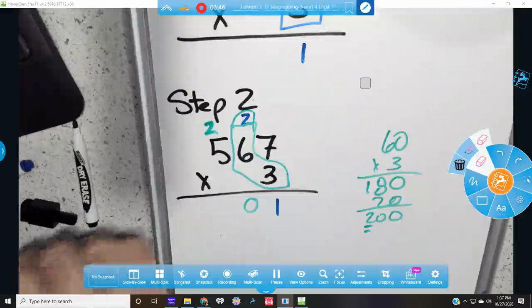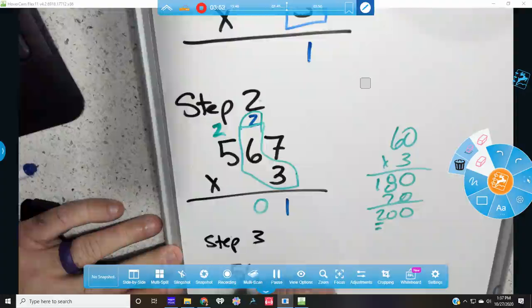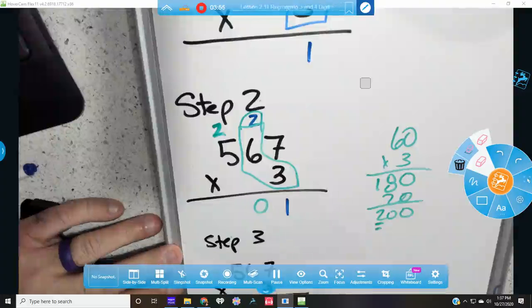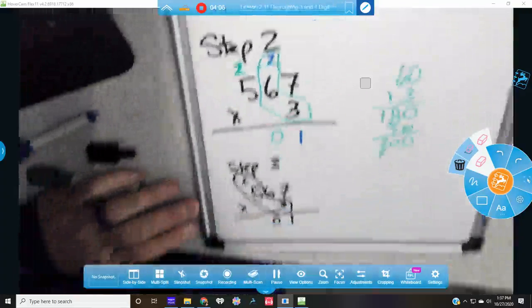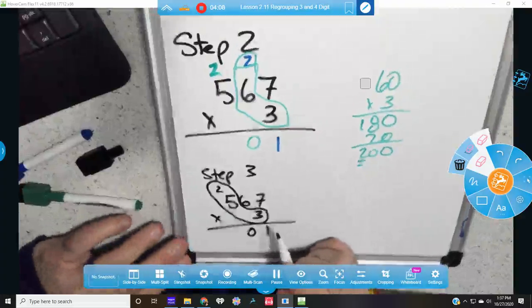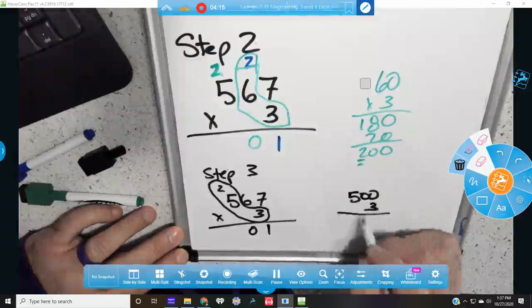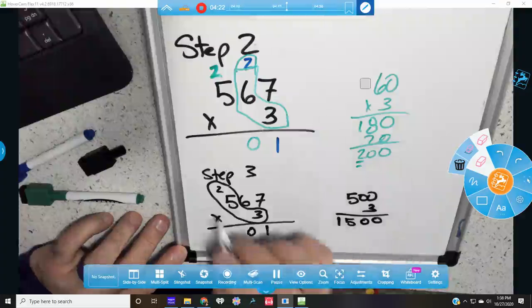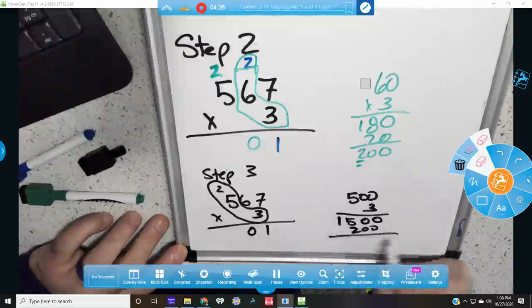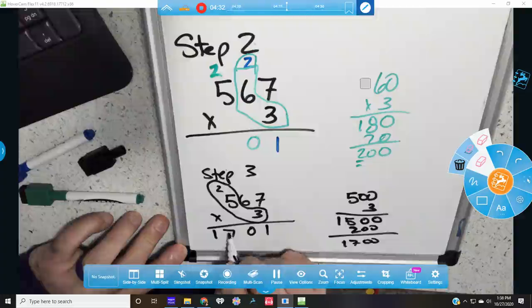Okay, so now our last step is going to be step 3. 567 times 3. We already have our 1 and our 0. We're going to add our 2 here. So now we're multiplying right here. We've got 3 times 5 would be 15. Add those zeros, but we have 2 more, so we're going to add 200 more, so we're going to get 1,700. So we're going to add our 17 right here, a 1.